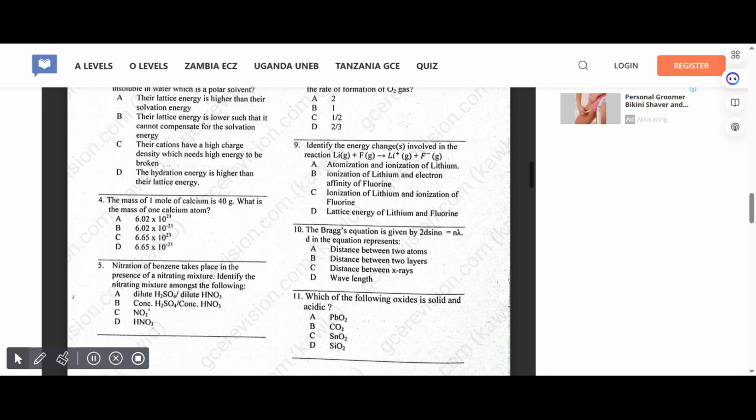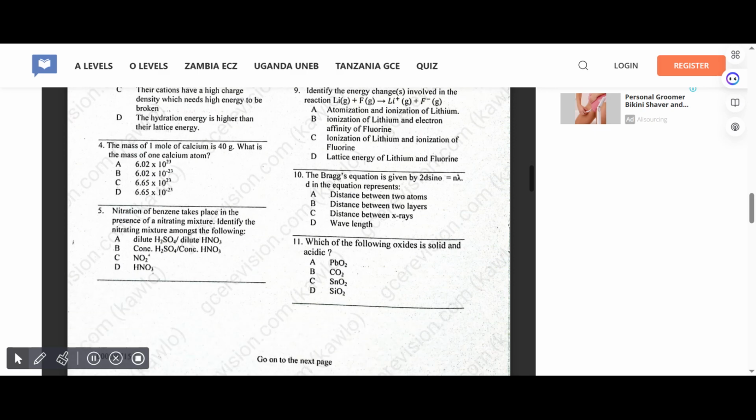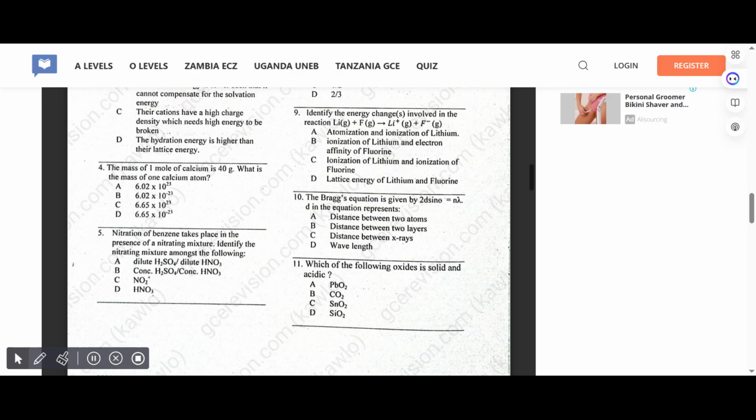The mass of 1 mole of calcium is 40 grams. What is the mass of 1 calcium atom? Correct answer is D. So D is the correct answer. Nitration of benzene takes place in the presence of a nitrating mixture. Identify the nitrating mixture amongst the following. The correct answer for 5 is D. So D is the correct answer.